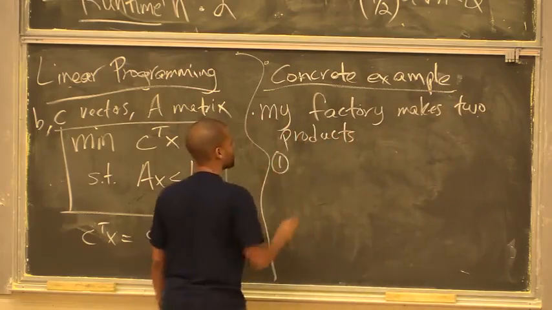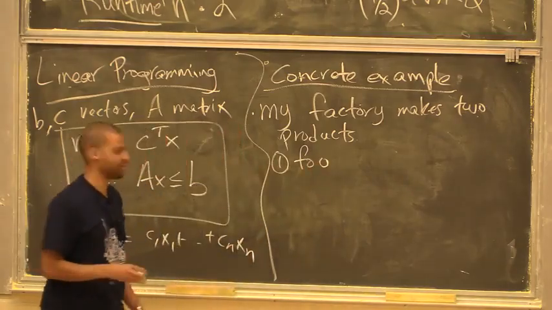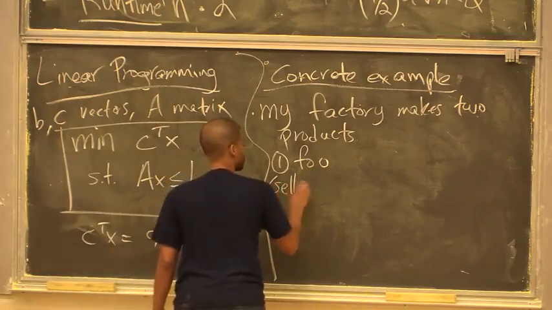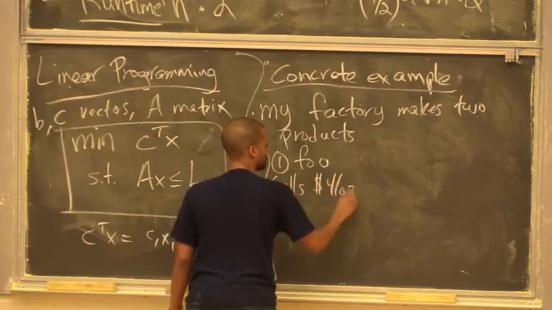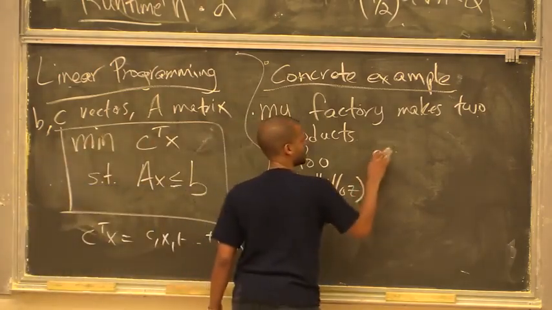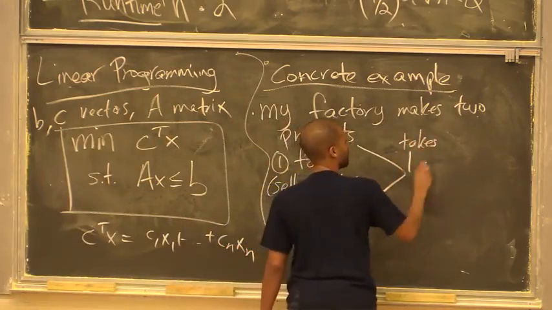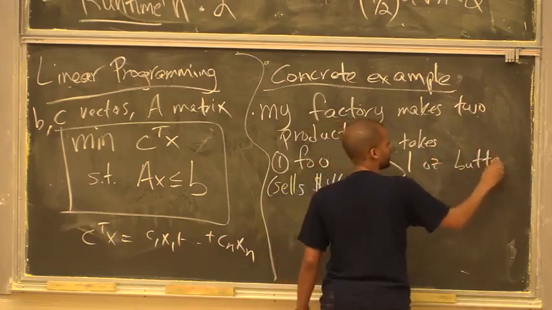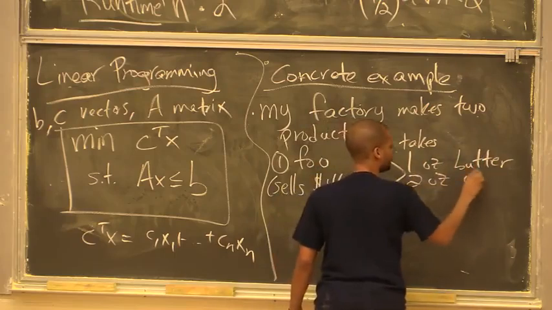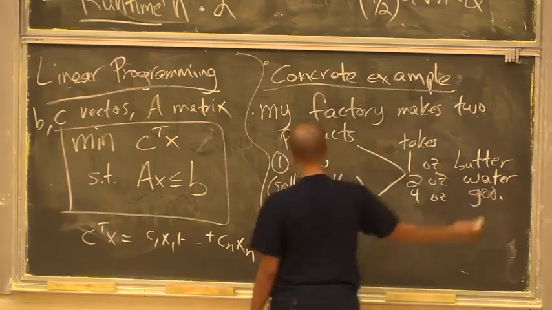Product one is something called foo. Okay? It sells for $4 per ounce. And in order to make 1 ounce of foo, it takes 1 ounce of butter, 2 ounces of water, and 4 ounces of goo. Okay?